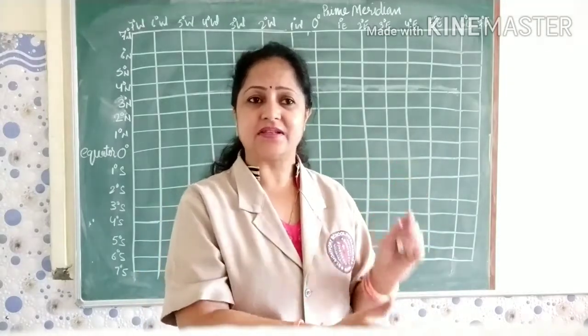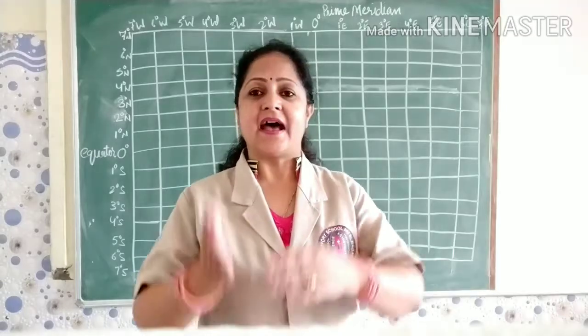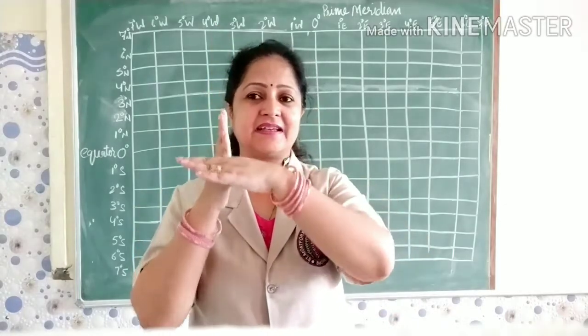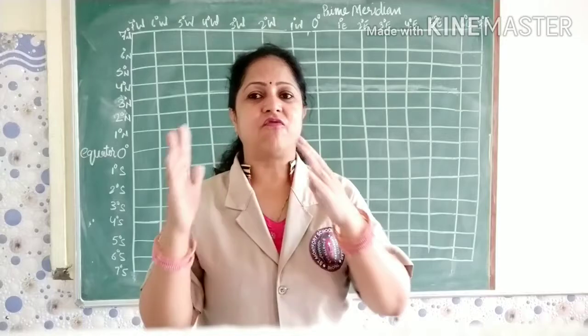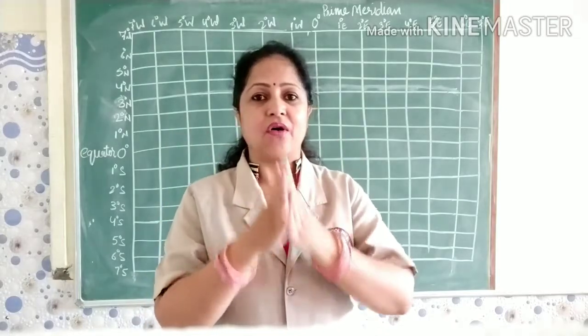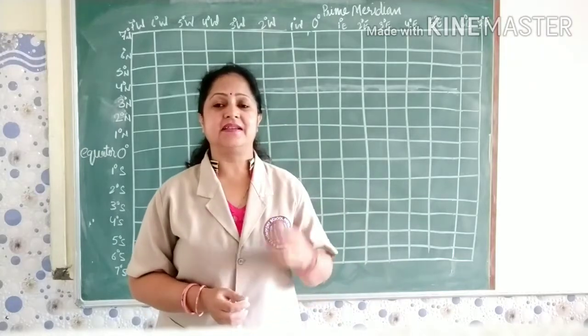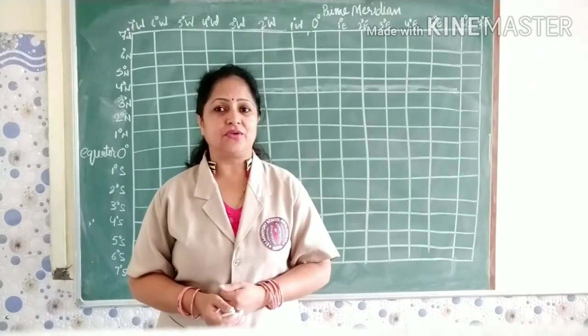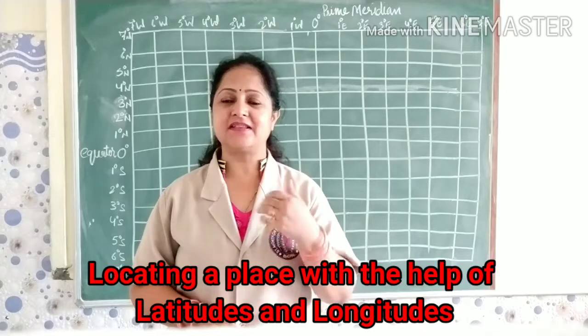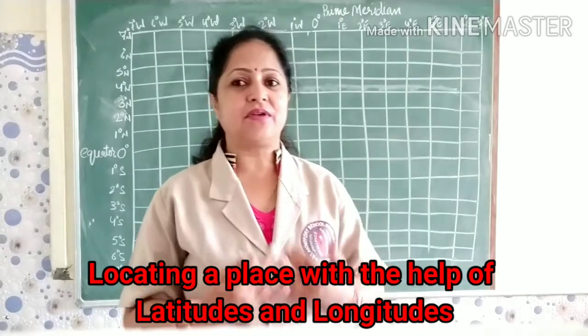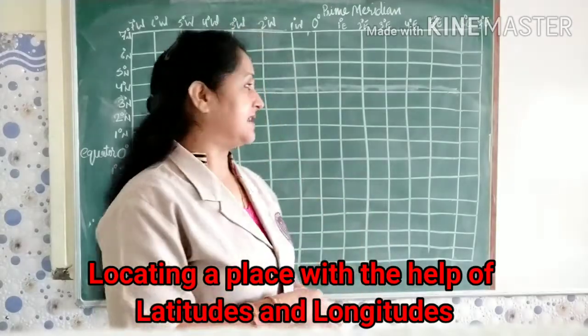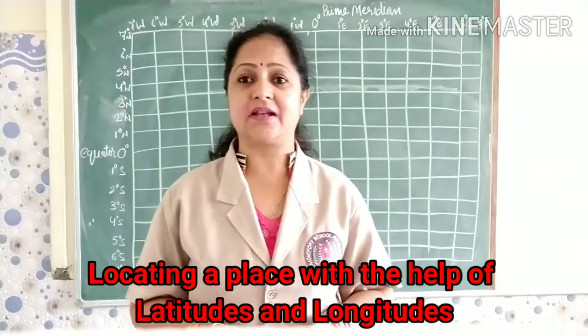As I told you in my previous video, on our globe the lines of meridians or longitudes and the lines of latitudes cross over each other and form a grid system on the globe. I also told you that these lines are important to locate a place. Now, in this video, I am going to explain how these lines are helpful to locate a place.